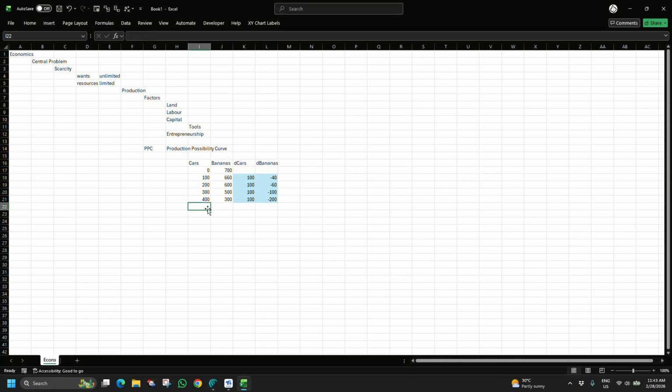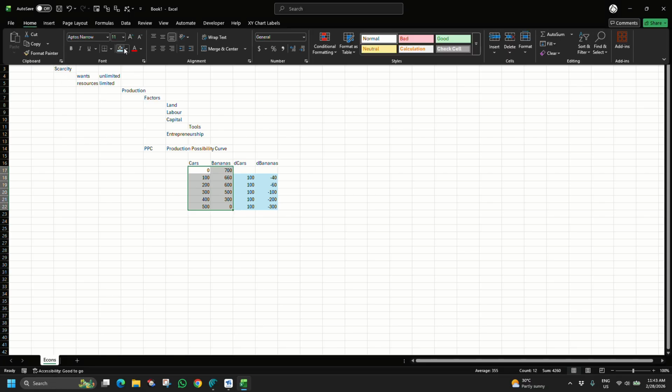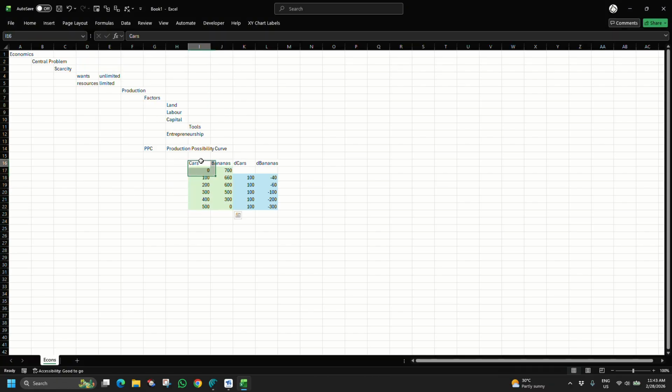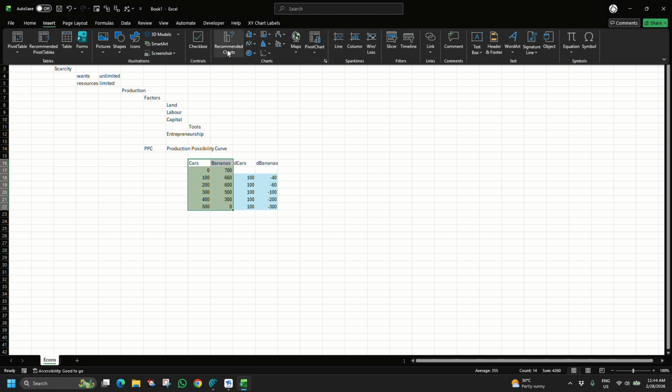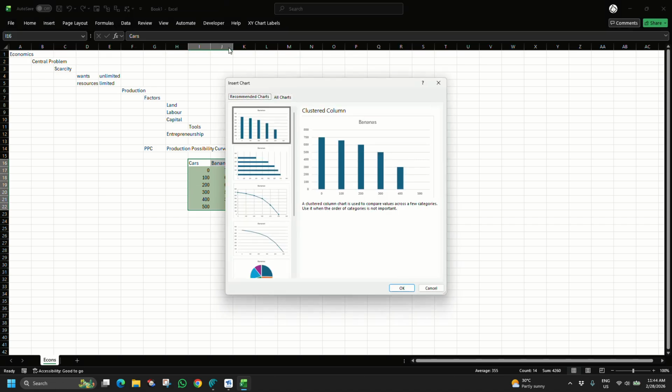So next we want to increase cars from 400 to 500. Then we have to forgo all the bananas, 300, right? So this here shows you these are the points on the production possibility curve in green. Then we are going to plot this on X and Y axis. So I insert a chart. There we go.